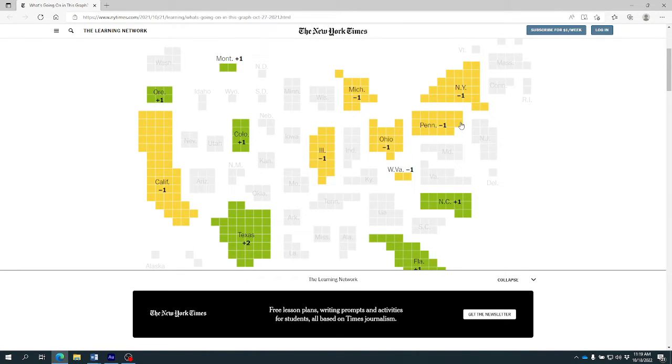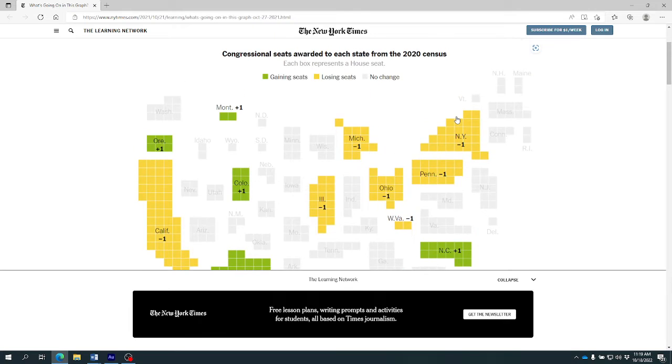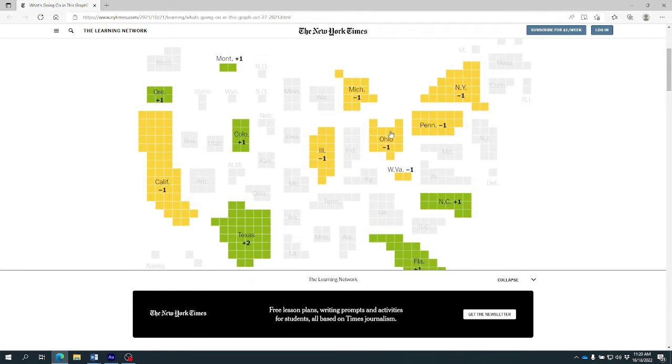So I use these graphs in a bunch of different ways in my classes. One way is to talk about current events and to reinforce vocabulary. If we look at the 2020 redistricting, the students are going to notice that Ohio has a -1 there, which means they lost a House seat. So they can talk about what that might mean for them. They can talk about what the graph looks like. It looks like a map of the United States.